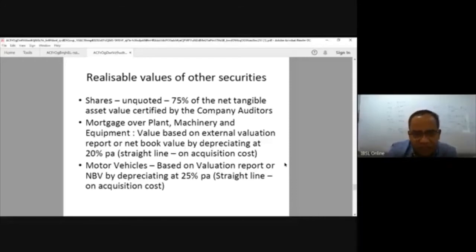Mortgage over plant, machinery, equipment, many of these things we take as security. Based on valuation report or net book value, right? You depreciate over a period at 20%. Now, this is straight line. 20% depreciation of machinery is an Inland Revenue accepted percentage. They normally say that over a period of 5 years, machinery will be depreciated, right? Motor vehicles in 4 years straight line depreciated, right? So net book value will be after depreciation at 25% per annum.